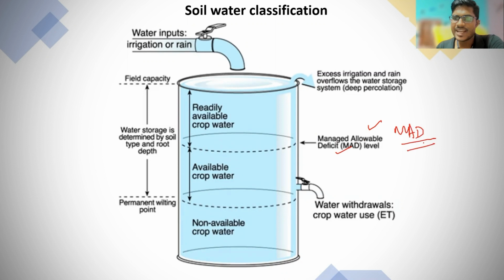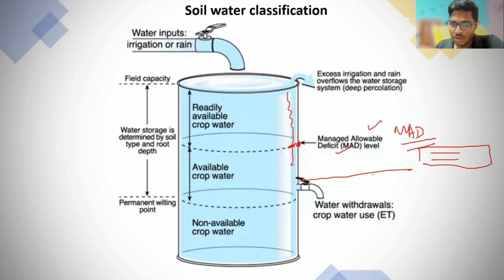What is this MAD level? MAD level is the point below which, when the water level is reached, we have to switch on the motor. For example, this is our water tank, and when the water level is up to this point, there is no effect on our home consumption. But when water is below this point, it comes in a very thin stream. At this point we know that water is going to be deficient, and at that point of time we should switch on the motor. Like this, in soil, when water is at MAD level, we have to irrigate the crop.